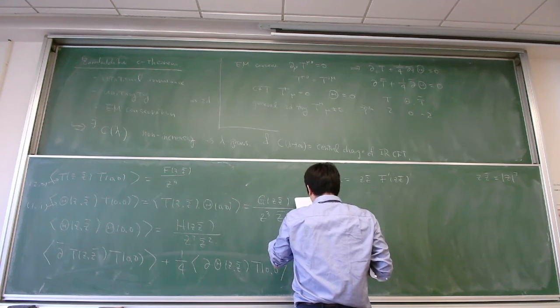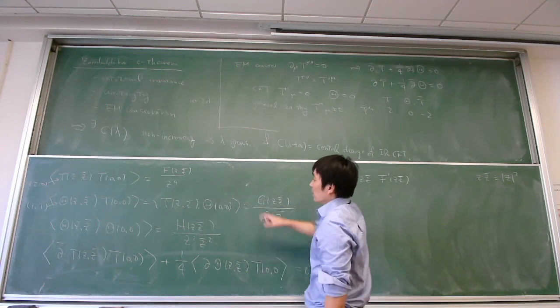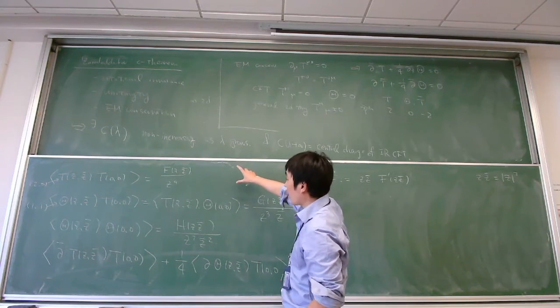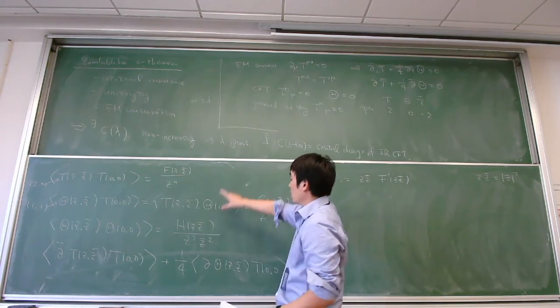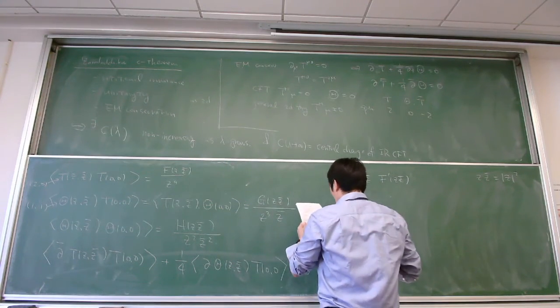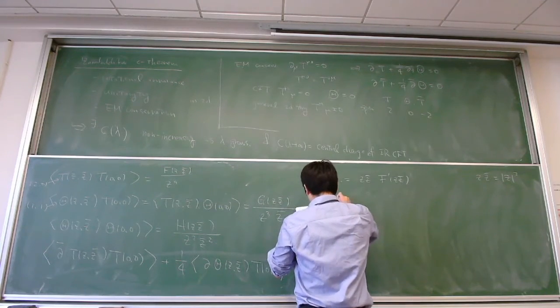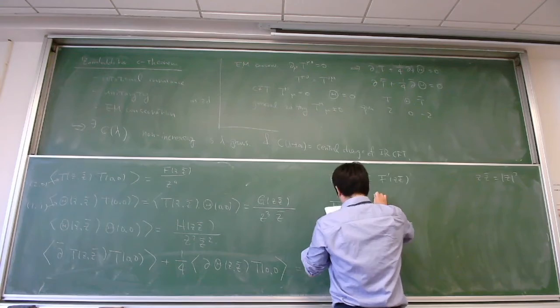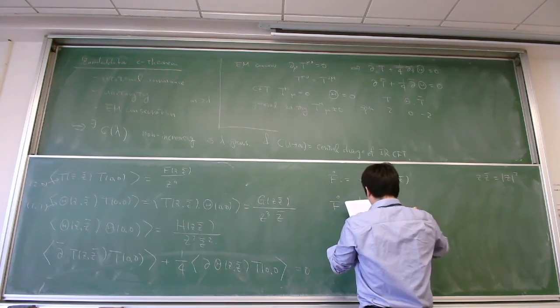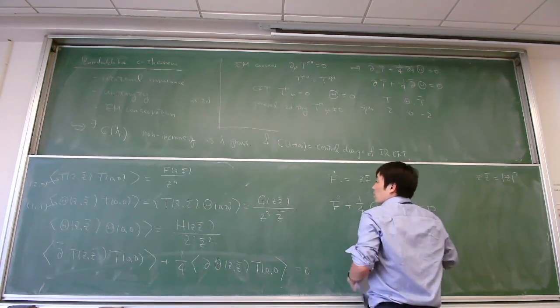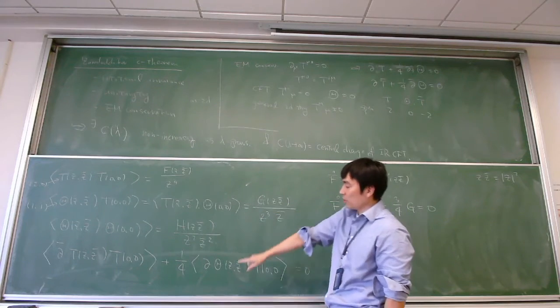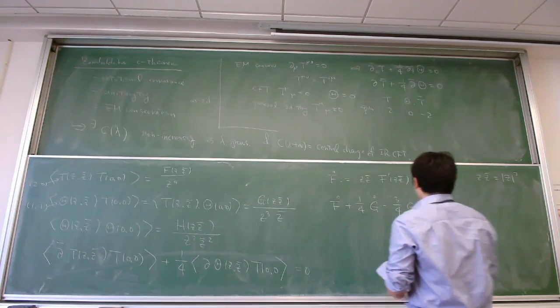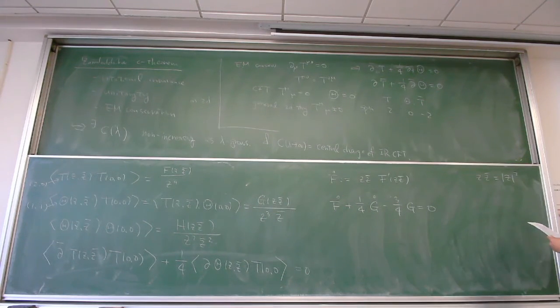So plug this one into here, this is the exercise you have to do. So this is homework for this week. Plug this one into here. What you obtain is that F dot plus 1/4 G dot minus 3/4 G equals zero. So plug this quantity into here, you can obtain this one. This is the exercise you have to do.